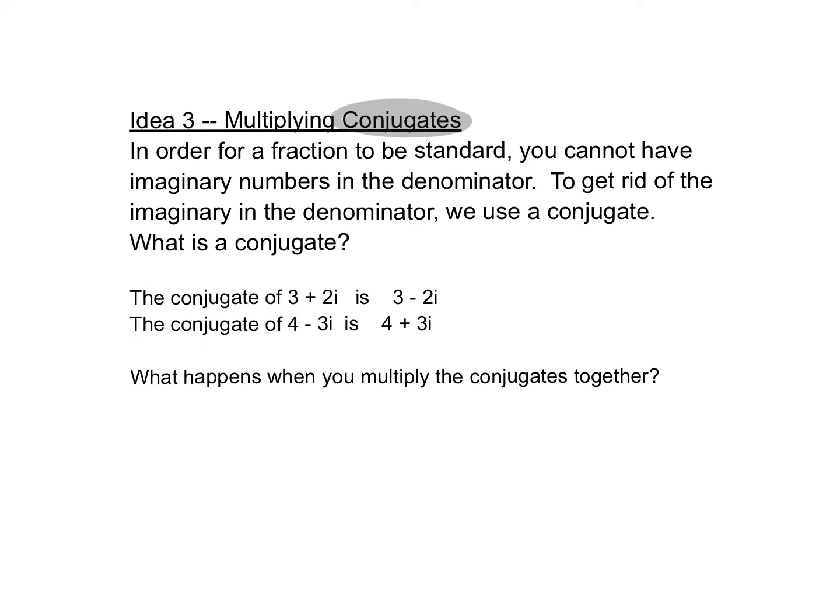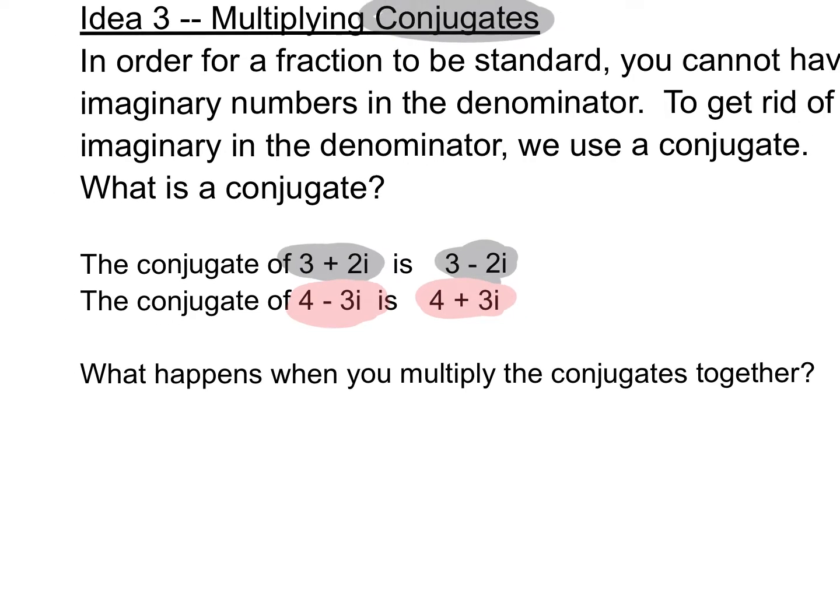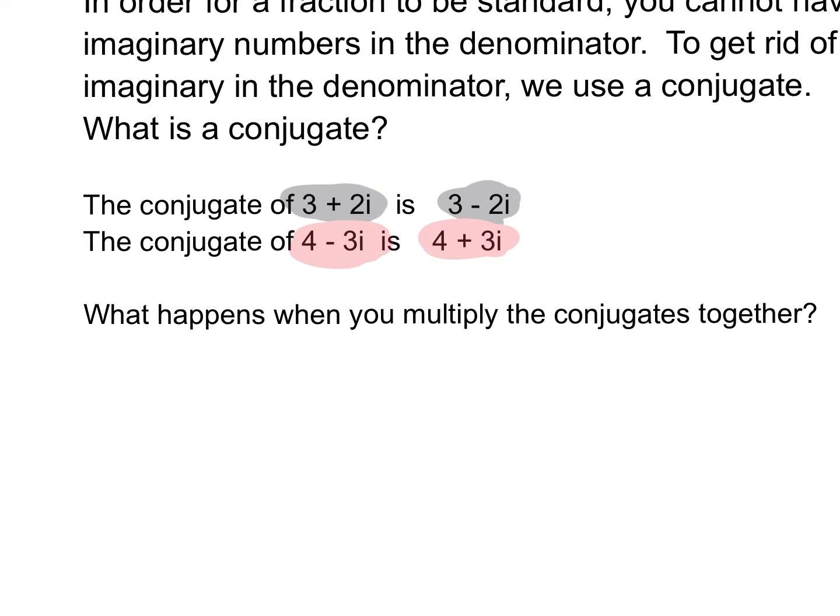What is a conjugate? Well, basically, if in the denominator we have 3 plus 2i, its conjugate would be 3 minus 2i. If we had 4 minus 3i, its conjugate is 4 plus 3i. So let's look at what happens when you multiply these conjugates together.